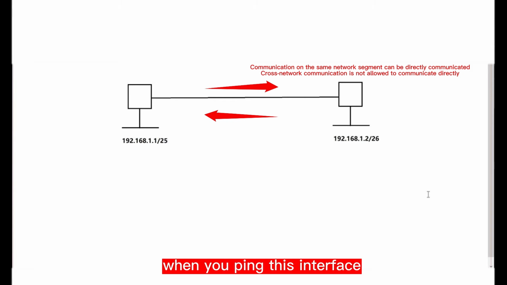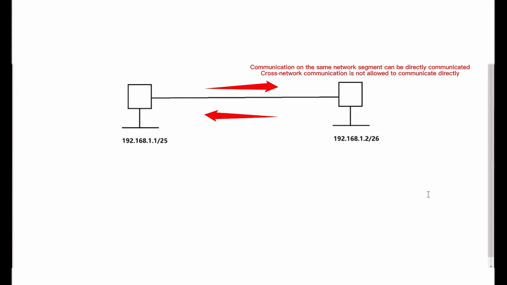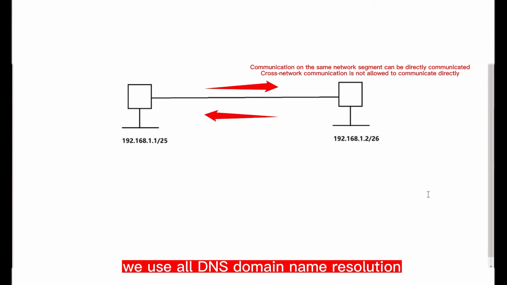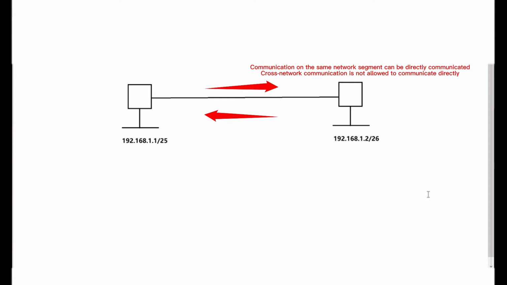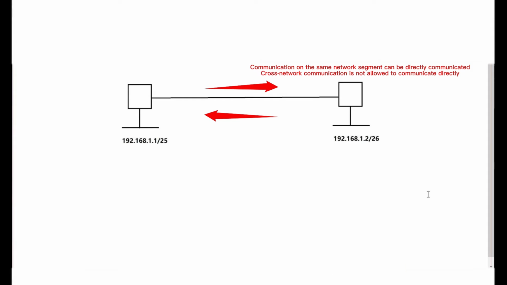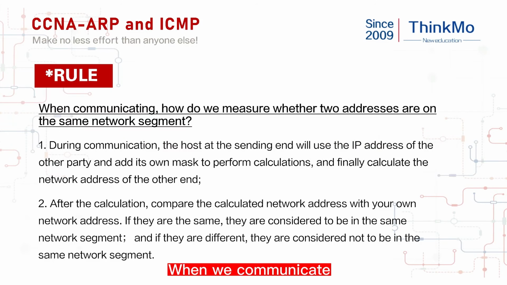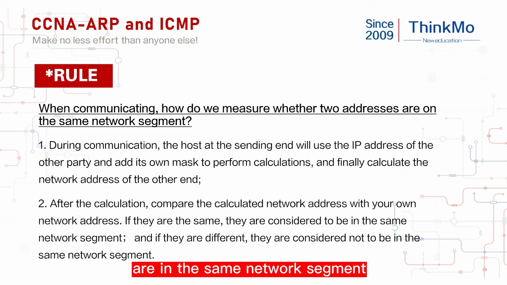For example, you access the interface of a device configured with an IP. When you ping this interface, it will not carry its mask. Or, take the many servers on the public network. We use DNS domain name resolution. After parsing, you can't get the mask of the peer. That is, when PC1 and PC2 communicate, they don't even know what the other's mask is. So if you don't know the other party's mask, there is a judgment rule for the network segment. When we communicate, how do we measure whether two addresses are in the same network segment?